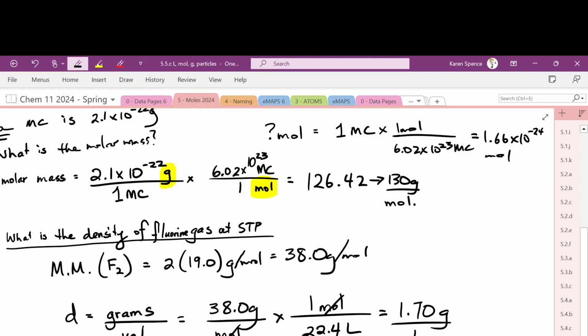Remember, you can go from density to molar mass, or you can go from molar mass to density. Because it's a gas. You can't do that with other things, but you can do it because it's a gas.